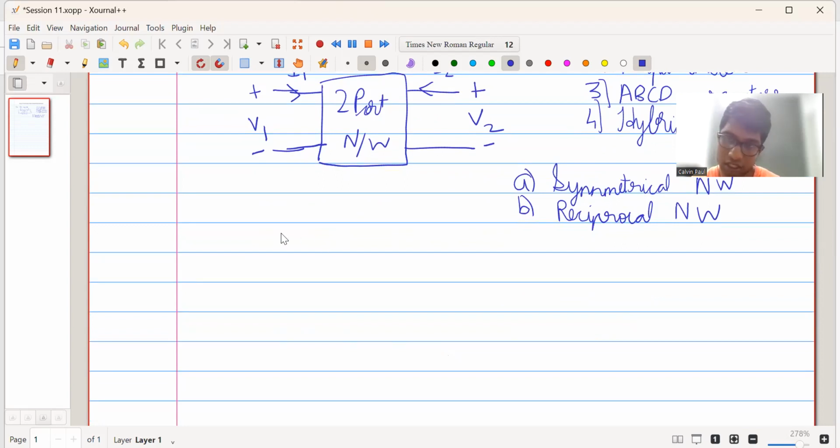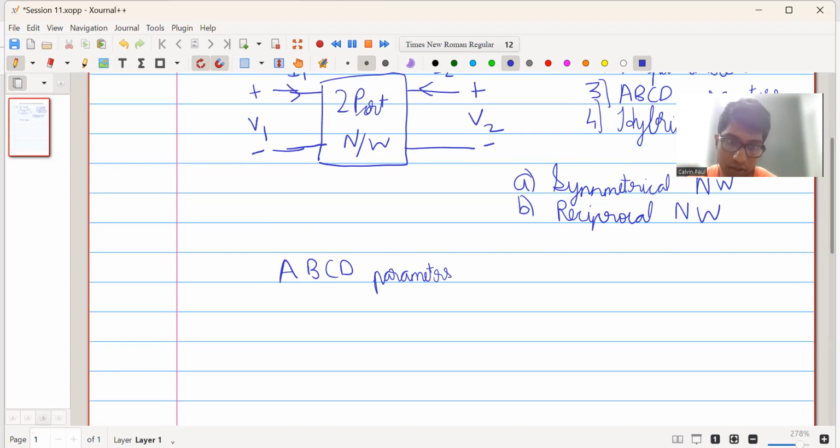We have seen the results for when a network is symmetrical and when a network is reciprocal, but let us try to retrieve them. Let us consider a two-port network written in terms of the ABCD parameters, and we will try to determine what conditions have to be satisfied such that the network is reciprocal and such that the network is symmetrical. We will find the relation required between the ABCD parameters.